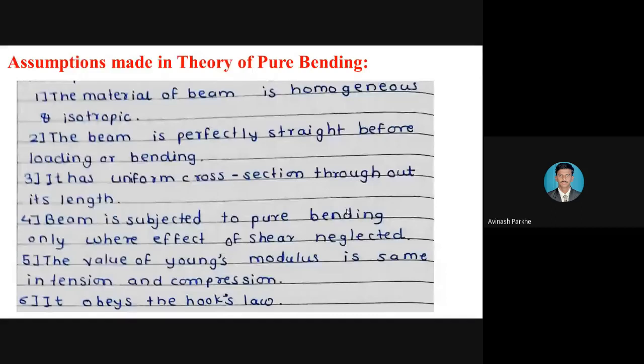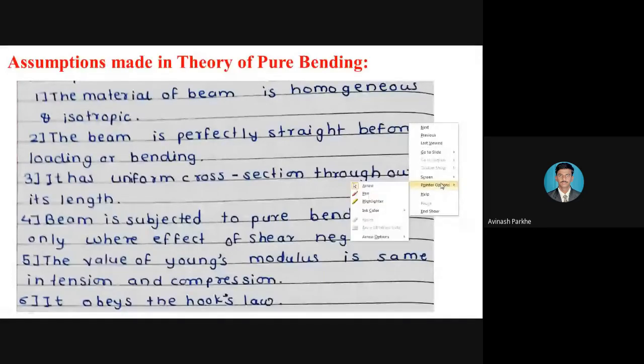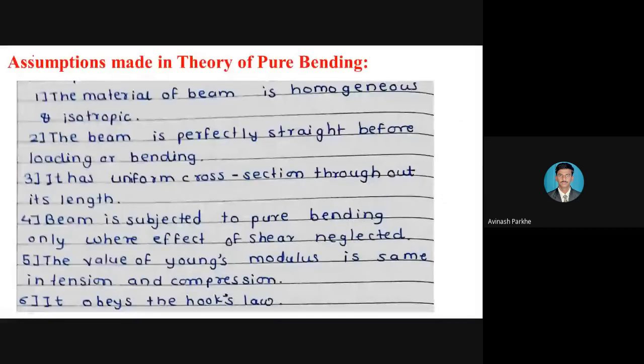Whenever we are using the beam for the analysis purpose, whenever we are using the beam in any type of application, at that time that beam has to satisfy some of the standard conditions, and those conditions are called assumptions. So what is the first assumption? It is represented here. The material of beam is homogeneous and isotropic. Homogeneous and isotropic, these are the two material properties.